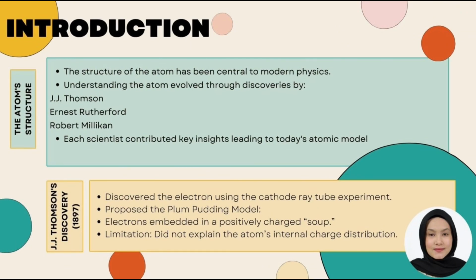Understanding the structure of the atom has always been important in physics. Over time, scientists like J.J. Thomson, Ernest Rutherford, and Robert Millikan each made discoveries that helped shape the atomic model we use today. In 1897, J.J. Thomson discovered the electron using a cathode ray tube. He introduced the plum pudding model, which imagined electrons floating inside a positively charged soup. But this model couldn't explain how positive charge was really arranged in the atom.